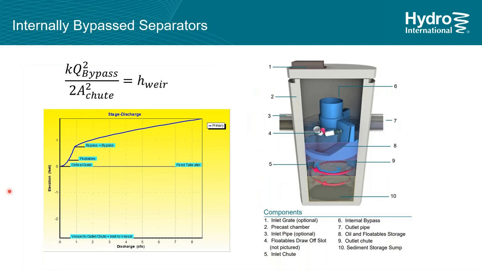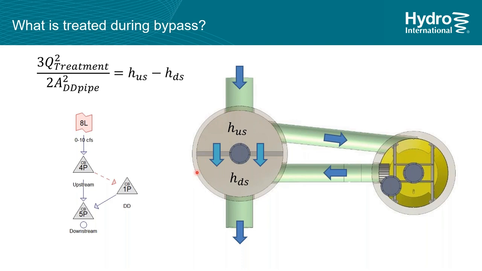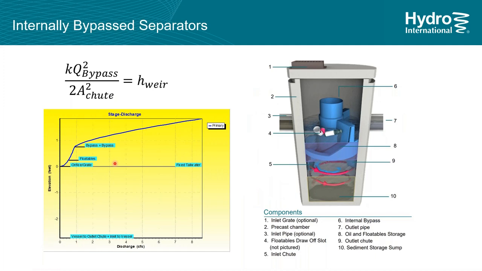Finally, the most complicated, and this is why manufacturers are giving you head discharge tables in detail, are these internally bypassed separators. In this case, what manufacturers do is take essentially this setup of an externally bypassed arrangement and move the bypass so that it's inside the same manhole as the separator. And so this is our internally bypassed separator. This is the First Defense. And you can see it has a weir here that bypass flows go over.